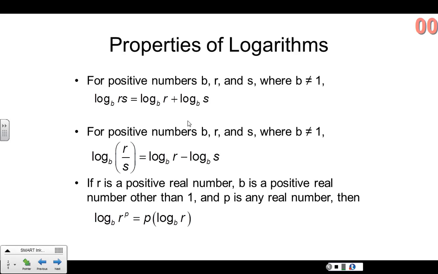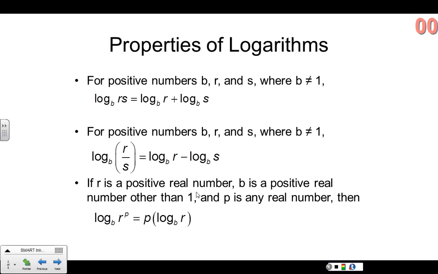For positive numbers b, r, and s where b is not equal to 1, if you have log base b of r divided by s, so if your argument has divided terms, you can separate those by subtracting two different logarithms. Log base b of r divided by s is equal to log base b of r minus log base b of s.